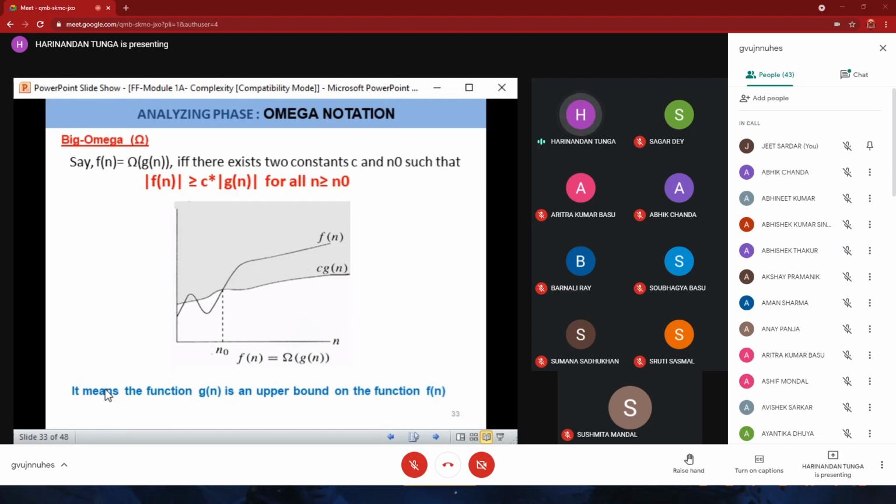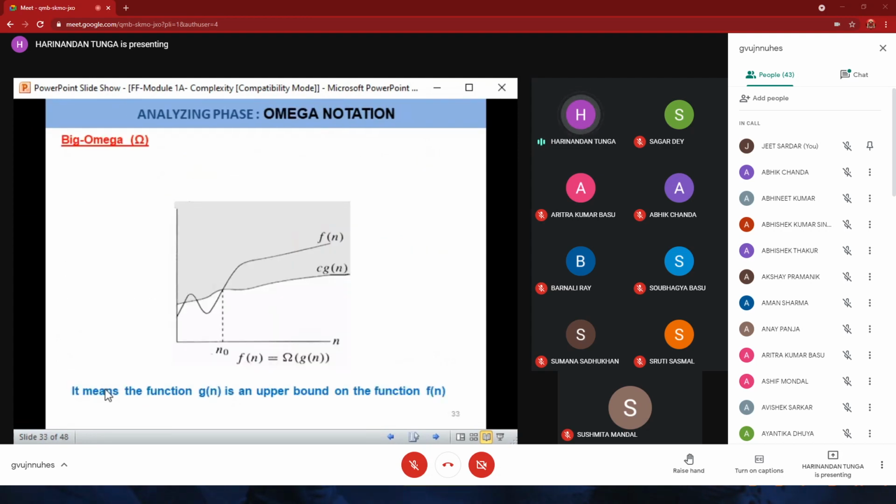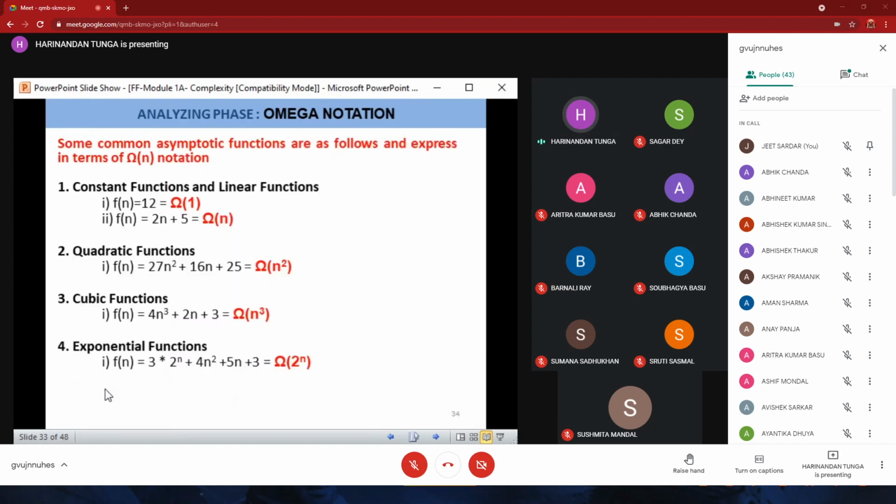In this slide the last statement is a wrong statement. The g(n) is a lower bound on f(n), the opposite. Here the condition is very simple: mod of f(n) greater than or equal to c into mod of g(n) for all n greater than or equal to n0.